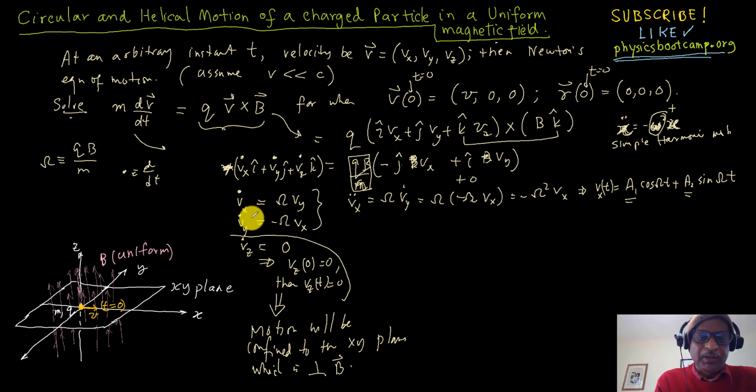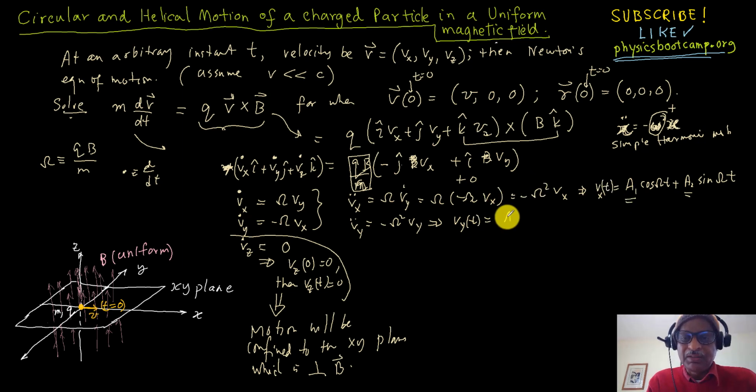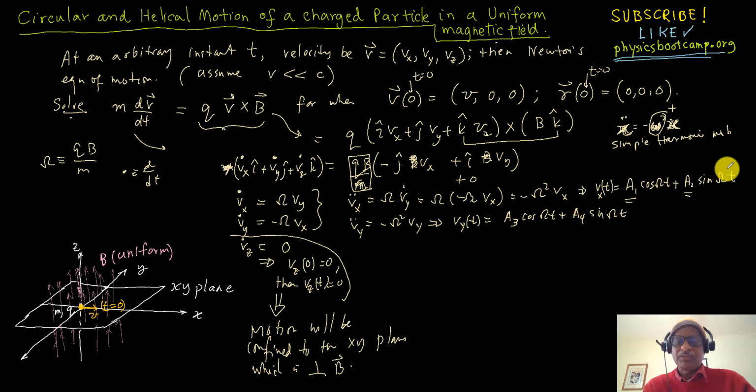Let's do it the other way around. Take a time derivative of this guy, and you have vx dot, put in here. So it's going to be exactly the same kind of equation, minus omega square vy as well. And this is going to have its own solution: vy of t is going to be maybe some other constants, a3 cosine omega t plus a4 sine omega t. But you know, all these a's are not totally independent.